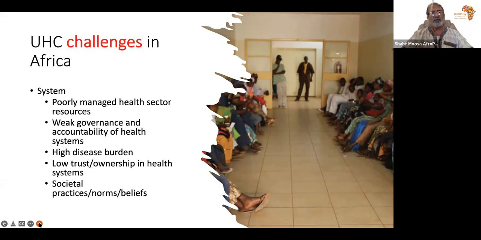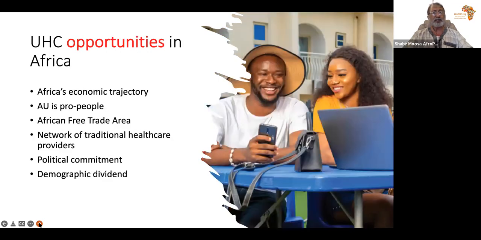There's also the health system itself being very poorly managed, with really weak governance and accountability. Of course, there's a high disease burden, and communities don't trust and own the health systems. And of course, we have some difficult, challenging societal norms that are hard to manage, but represent some of the challenges in Africa.